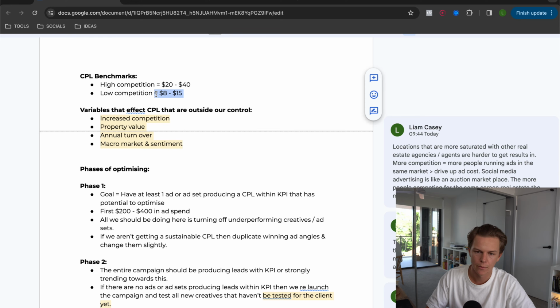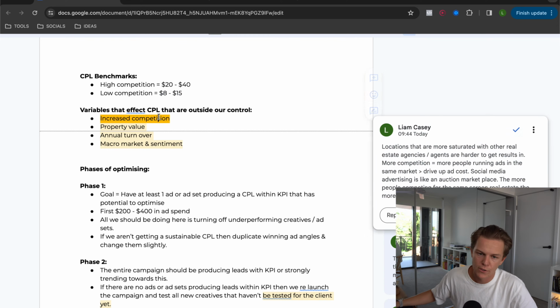For example, if we launched campaigns for a client that we know is in a low competition area, but they were getting a $40 cost per lead straight out of the gate in the first couple of days of running ads, then that would be very concerning to us and we'd want to pause ads and test something differently very, very quickly. Whereas if we were launching ads in a high competition area and they were getting $40 cost per lead straight out of the gate, then that would actually be very good because we'd be like, okay, cool, we're already getting some leads coming in and we already know that it's going to be harder to get leads in this area.